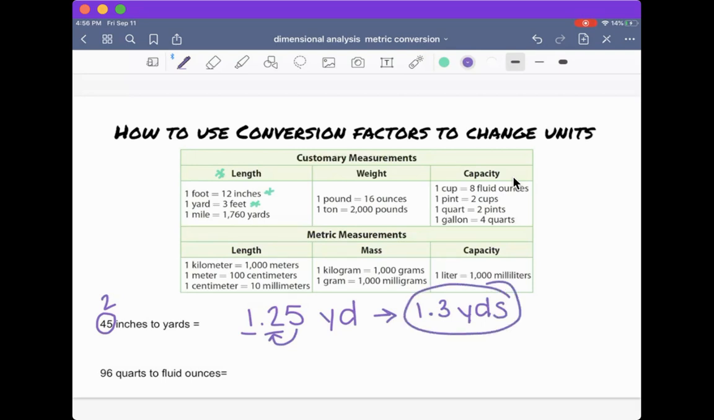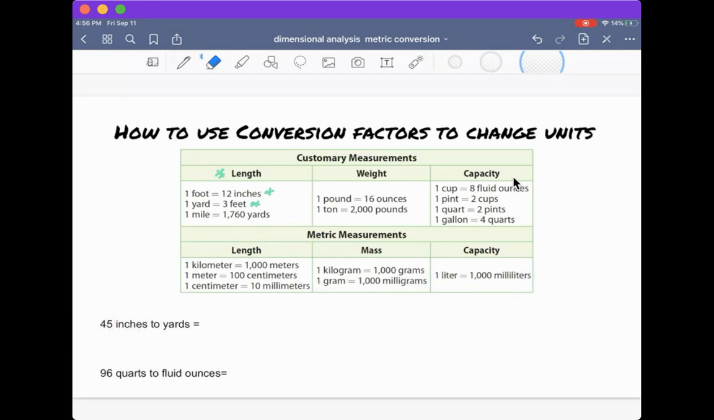Okay? All right, so let's move on to this next one here. All right, so we have 96 quarts to fluid ounces. So we're going to look at capacity. So we're going to quarts, which is down here, and we want to be in fluid ounces, which is right here.